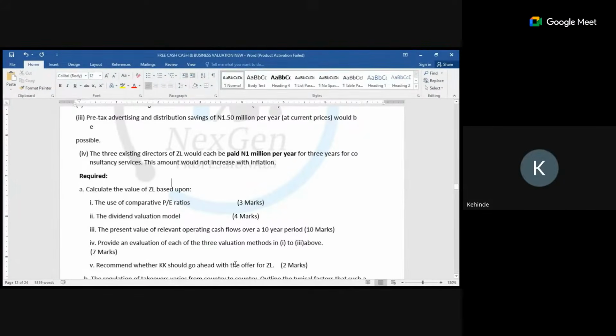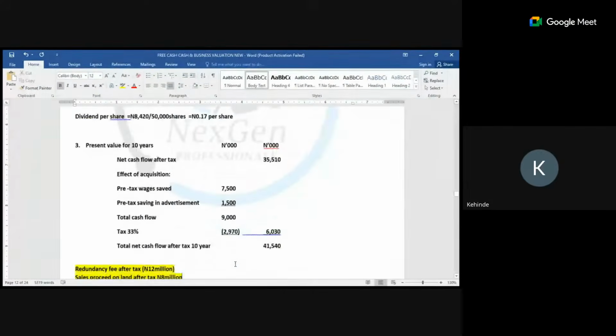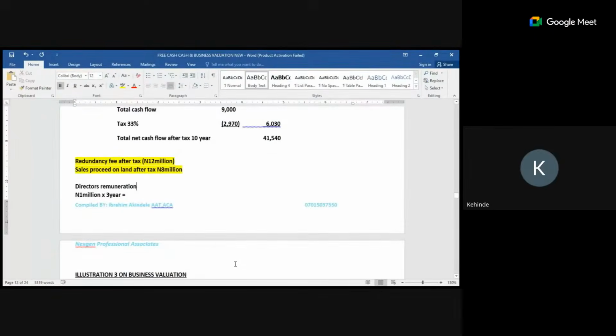Okay, Mr. Ibrahim, are you now saying that for us to get annual rates for each of the directors, it will not be 1 million divided by 3? 1 million for each. That will be the annual rate for each of them. Yes, for each of them. Wow, it's too small.